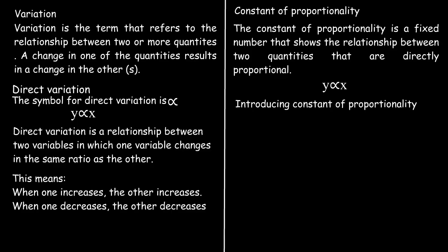Now, to introduce the constant of proportionality, we are going to be removing our symbol for variation and introducing equals to and k. In this case, y is equals to ks. This is known as the formula connecting y and s.